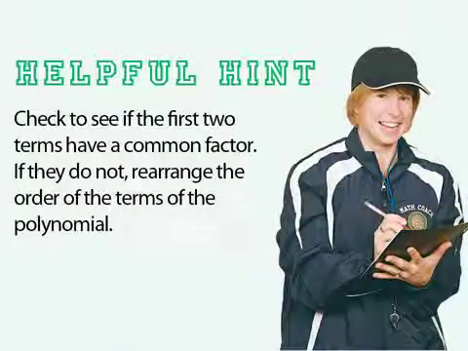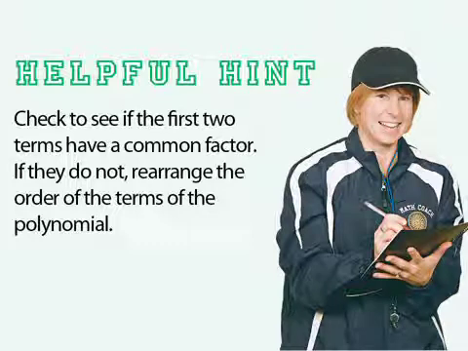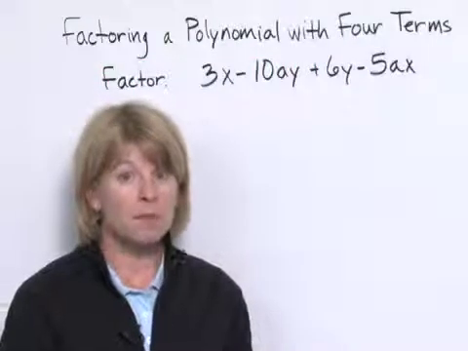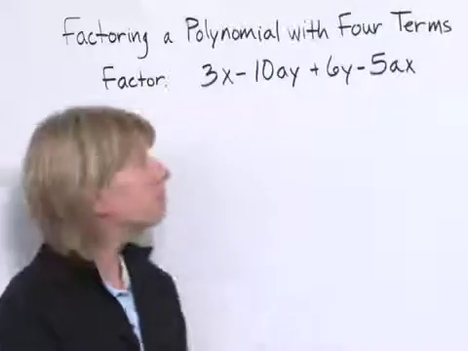Here we're going to look at how to factor a polynomial with 4 terms. Let's look at our helpful hint. Check to see if the first 2 terms have a common factor. If they do not, rearrange the order of the terms of the polynomial. Group the terms so that the first 2 terms have a common factor and the last 2 terms have a common factor. Here we have a polynomial with 4 terms that we want to factor.